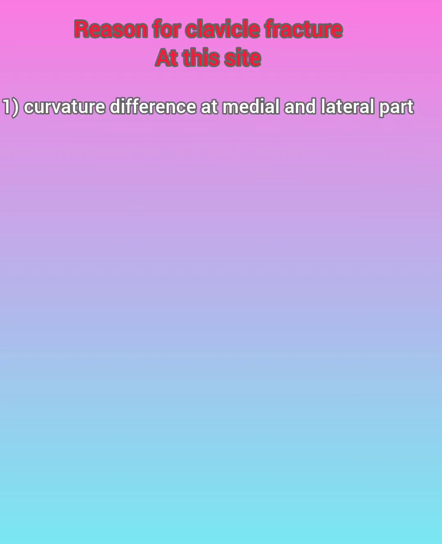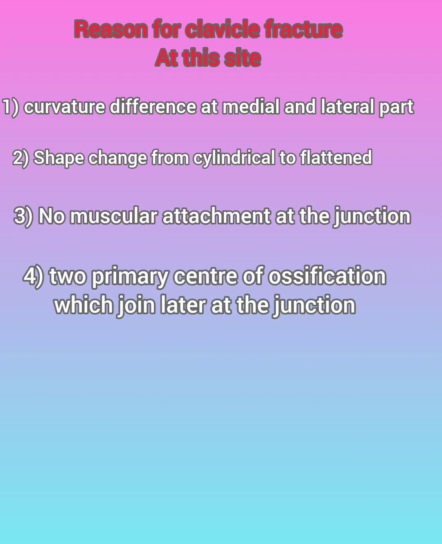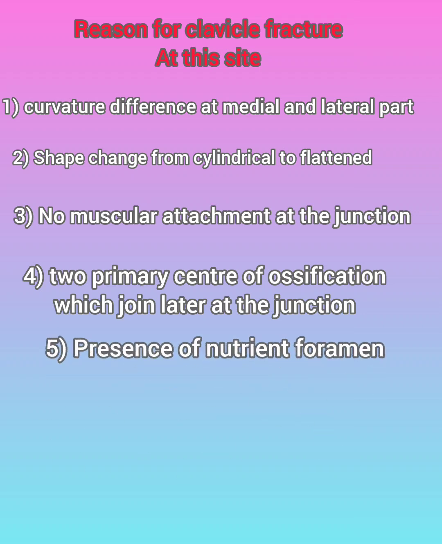So the important thing is there are six reasons. I will make it very easy for you. First, there will be curvature change. Second, there will be shape change. Third, there is no muscular attachment at this site. Fourth, it has two primary centers of ossification at this site, so that they will fuse later and become weak. Fifth, there is the presence of a nutrient foramen, so obviously it will be a weak site because the nutrient artery will pierce that. And the last, that it may be pierced by the intermediate branch of the supraclavicular nerve.